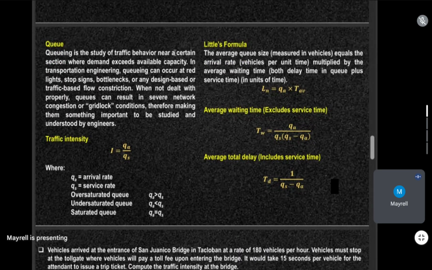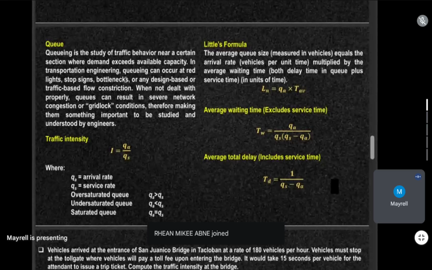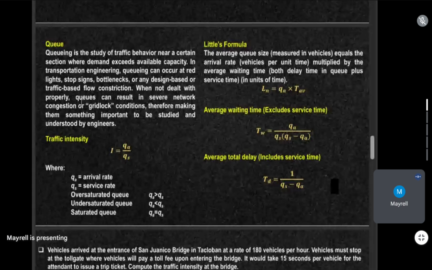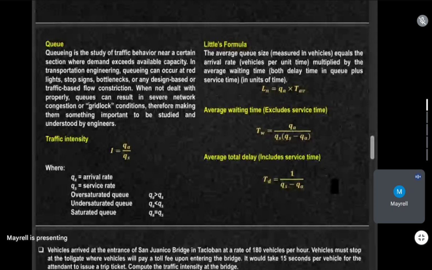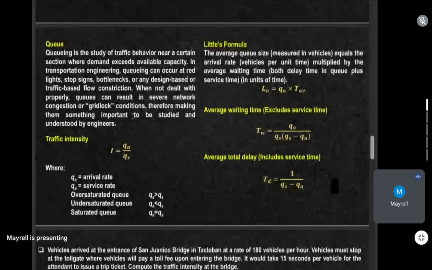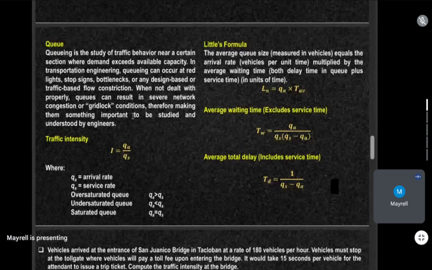So next, we have Q. Queuing is the study of traffic behavior near a certain section where demand exceeds available capacity. In transportation engineering, queuing can occur at red lights, stop signs, bottlenecks, or any design-based or traffic-based flow constriction. When not dealt with properly, queues can result in severe network congestion or gridlock conditions. Therefore, they are important to be studied and understood by engineers.